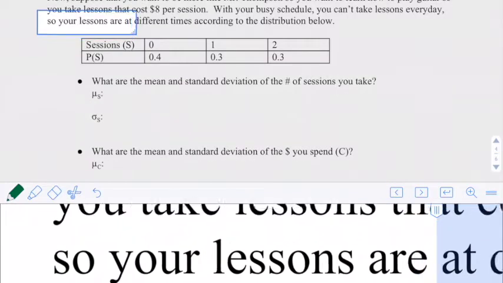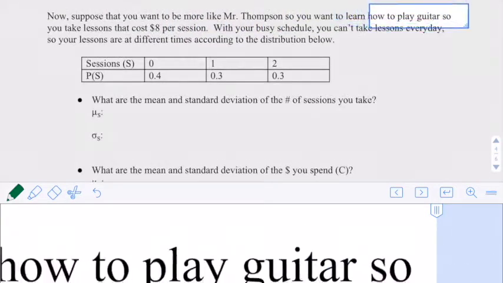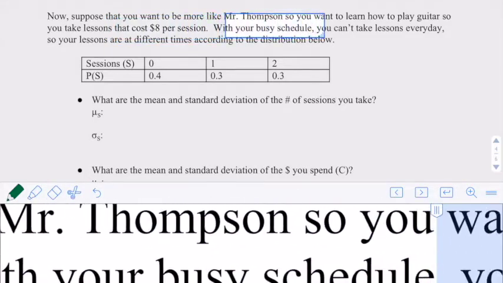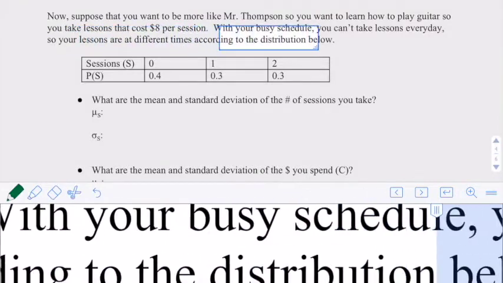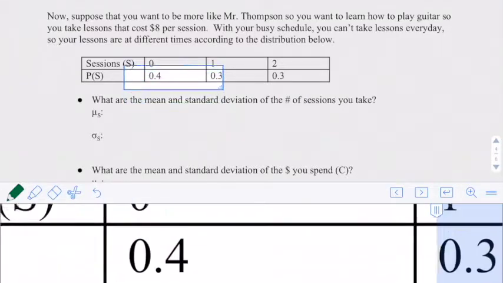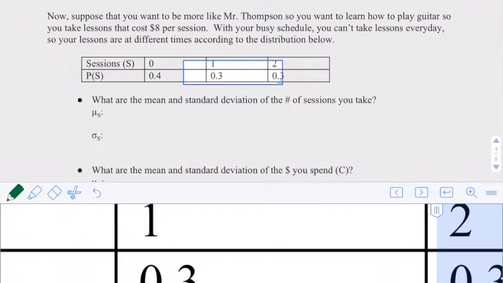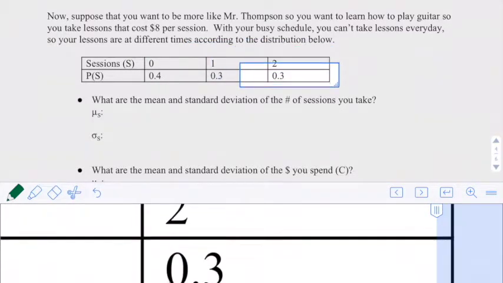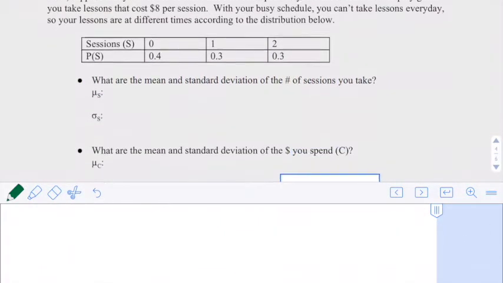Now suppose that you'd like to become more like Mr. Thompson. So you want to learn how to play the guitar, so you take lessons that cost $8 per session. With your busy schedule, you can't take lessons every day, so your lessons are different according to the distribution below. It's going to be per session, so it doesn't really matter. Sometimes you have 0 sessions per week, that's 40% of the time. Sometimes you have 1 session, 0.3, and 2 sessions, 0.3. What are the mean and standard deviations of the number of sessions that you take?